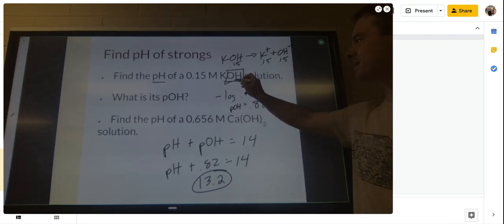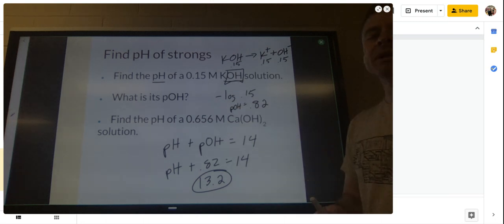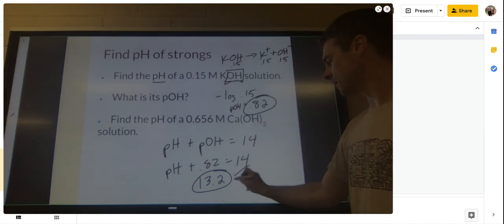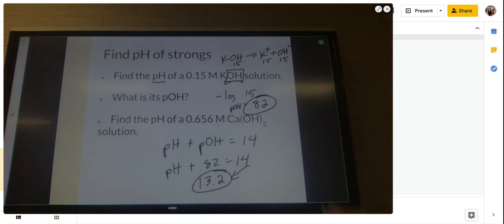Well, that's a base, and a base has to have a pH greater than 7. If you put that as your answer, then you didn't use your brain, because that's less than 7. Okay, pOH for bases is less than 7, but not the pH. pH is going to be greater than 7. So that's how you would tackle that.